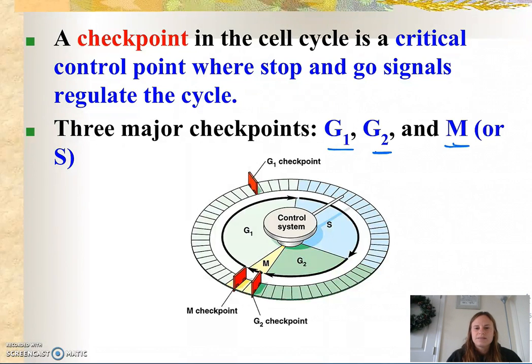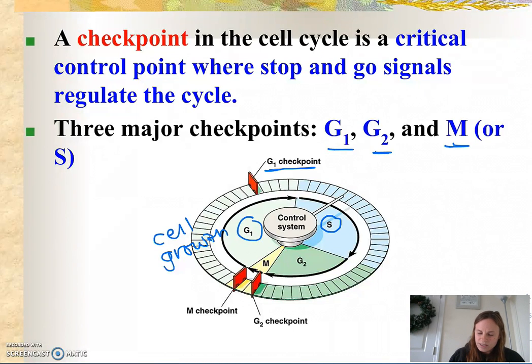Sometimes it's called S. So let's revisit what happens at each one of the phases during the cell cycle to see what might happen at each checkpoint. In other words, what might we look for at each checkpoint in order to successfully move to the next checkpoint? Well, at gap 1, that's when we're experiencing cell growth. So some things we might look for in the G1 checkpoint are: are there nutrients? Did the cell increase in size?